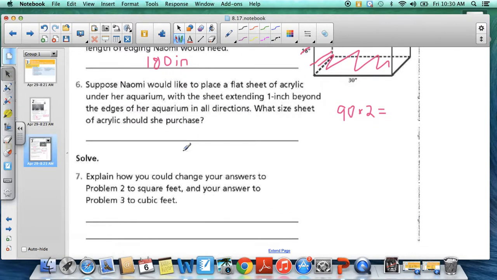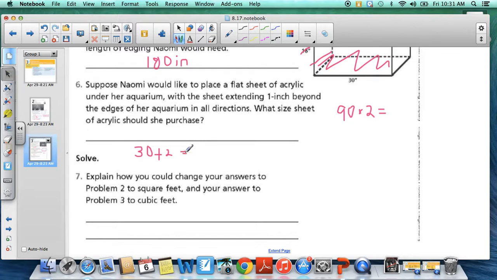So for number 6, suppose Naomi would like to place a flat sheet of acrylic under her aquarium, with the sheet extending 1 inch beyond the edges of her aquarium in all directions. What size sheet of acrylic would she purchase? We know that she has 30 inches for her length and 15 for her width. She wants 1 inch more on each side. So we already have the 30, and we're going to just add 2 inches because we're going to add 1 inch to one side and 1 inch to the other side. So we would get 32.